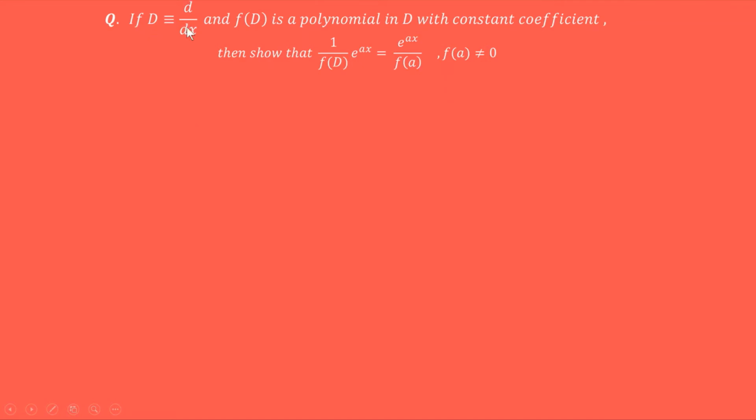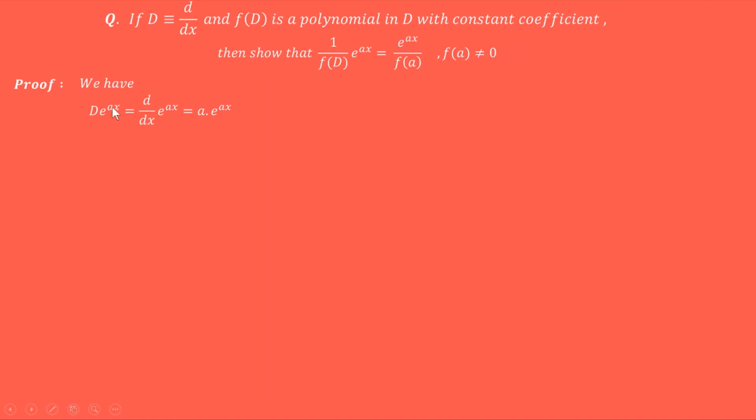If capital D is equal to d by dx and f of D is a polynomial in capital D with constant coefficients, then show that 1 upon f of D into e raised to ax is equal to e raised to ax upon f of a, where f of a is not equal to 0. Here D is d by dx, and f of D is a polynomial in D with constant coefficients. Using this, we have to show 1 upon f of D e raised to ax is equal to e raised to ax upon f of a. Means here we have to put D is equal to a, and given that f of a is not 0. So, proof.